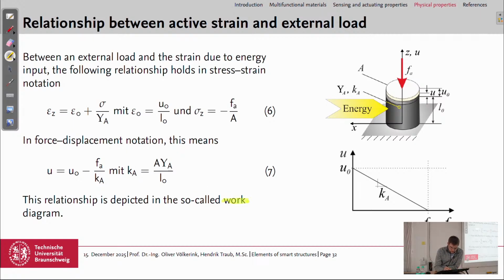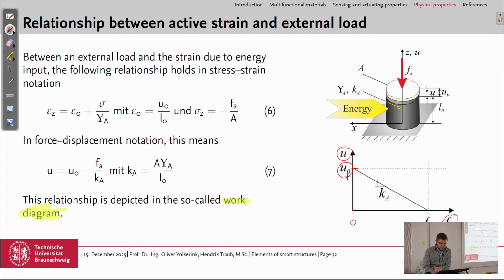So here is the work diagram, which you will also generate, or which is an outcome of the first lab. In the work diagram, you have the displacement of the actuator, and the external force on the x-axis, and then you can put in two quantities. You have the free displacement, which is the displacement without a force. So when the force is 0, you have the free displacement u0.